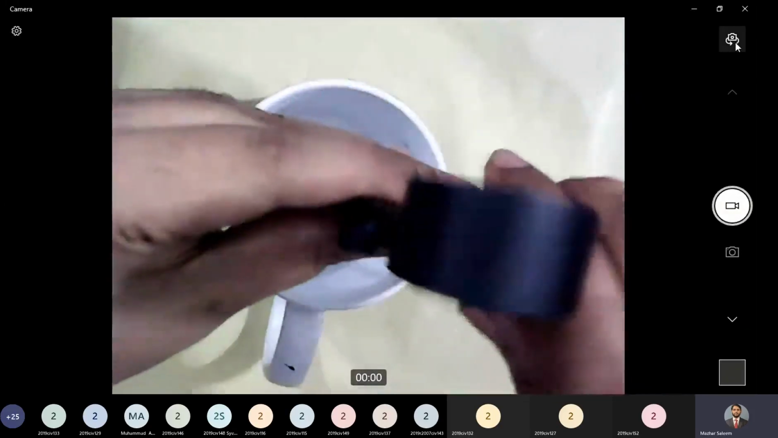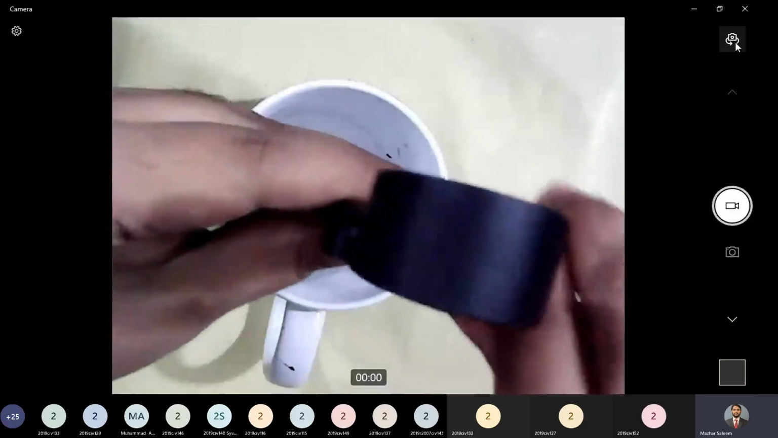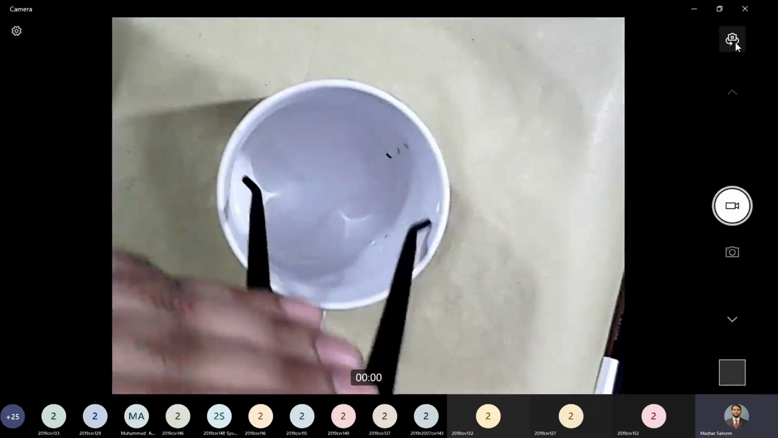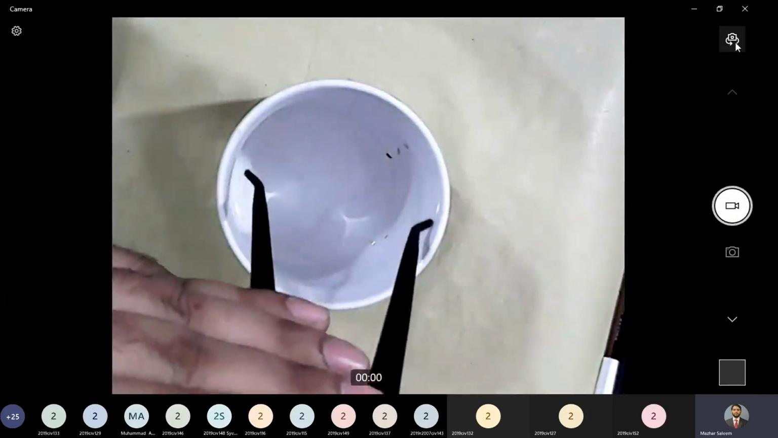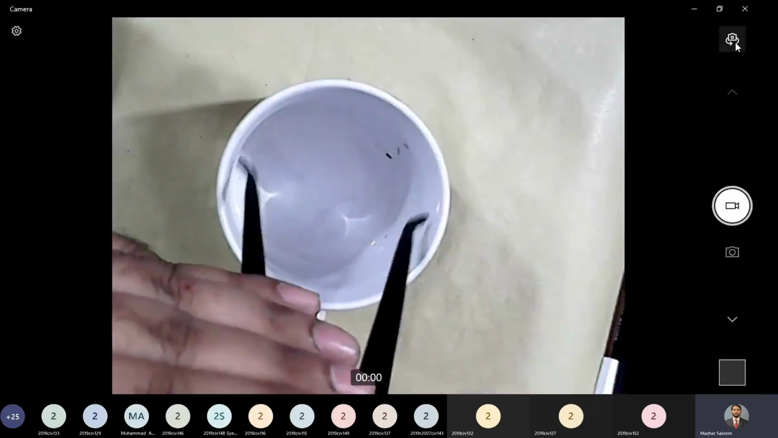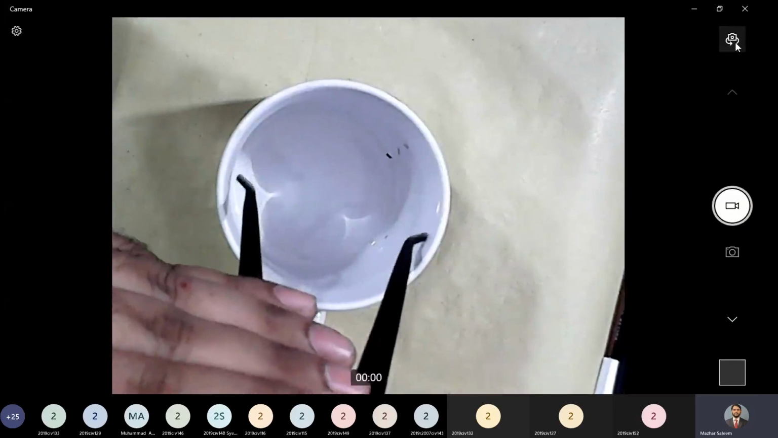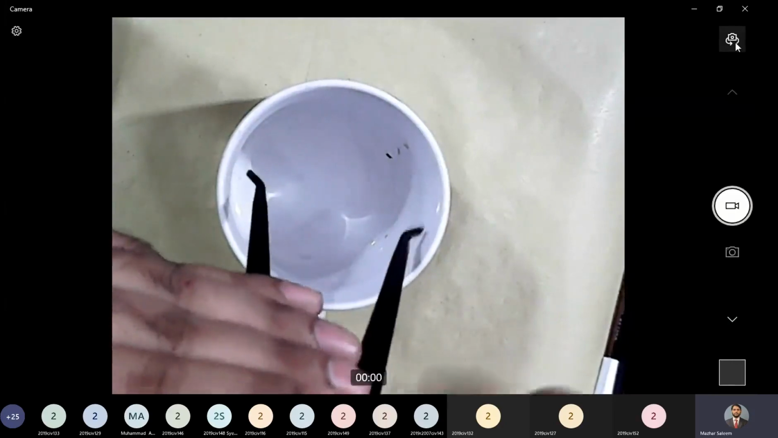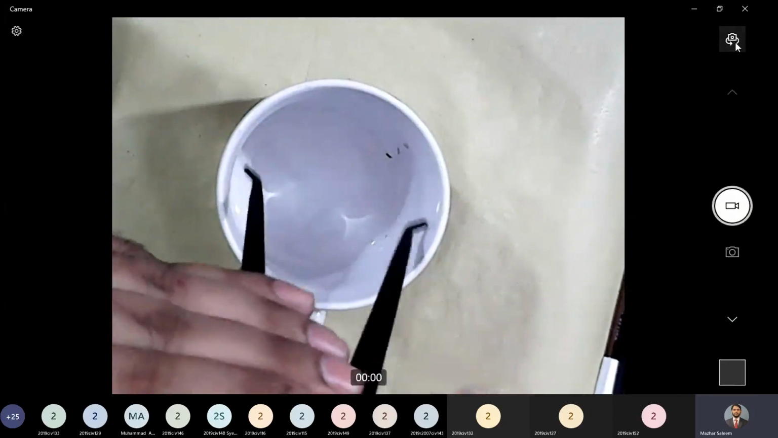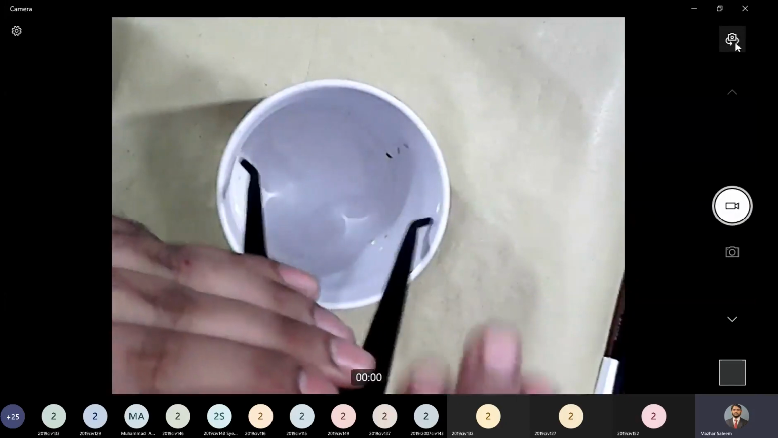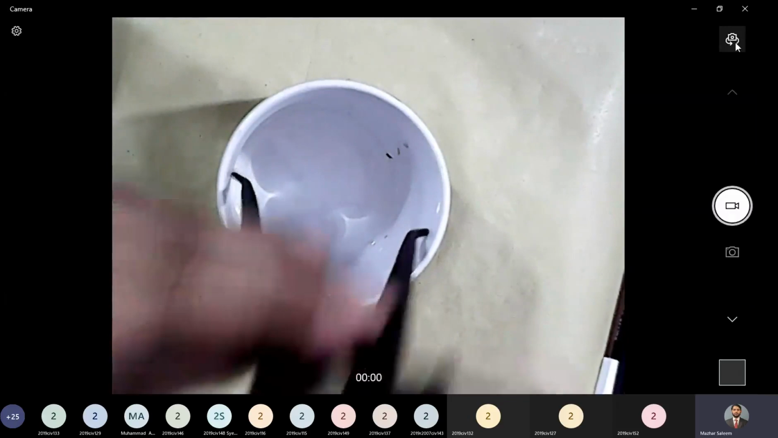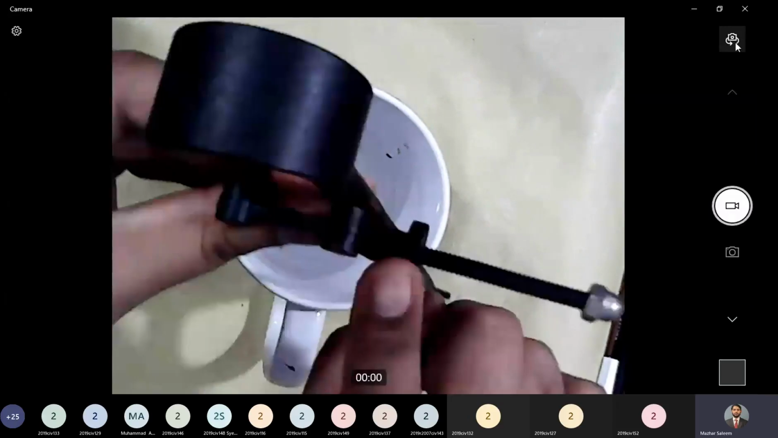I can just open this gradually exactly equal to... okay, it's not clear in this view. Okay, now you guys can see that. So I'll just open the spring divider equal to the internal diameter of this cup. And using this knob, I can do this quite accurately.